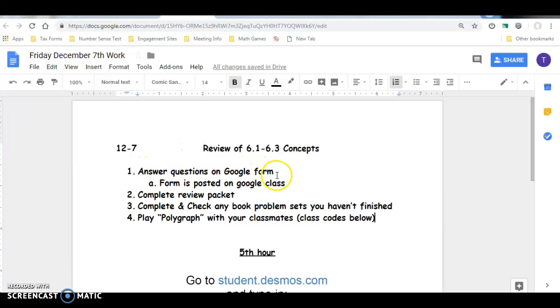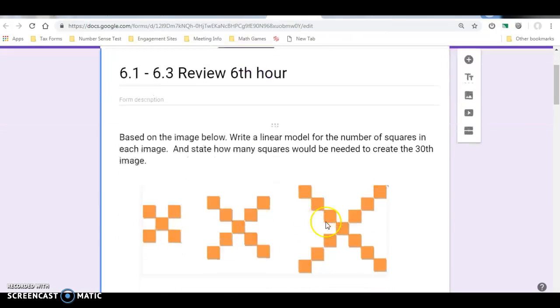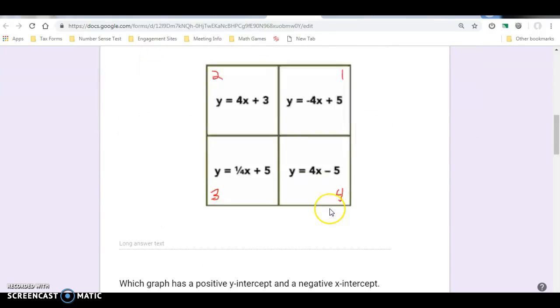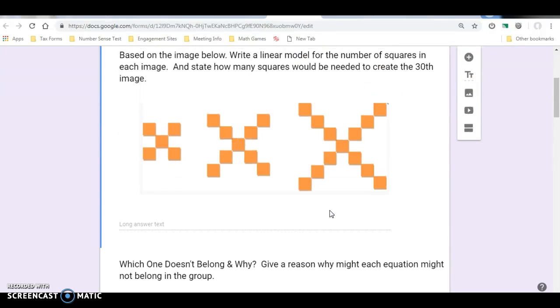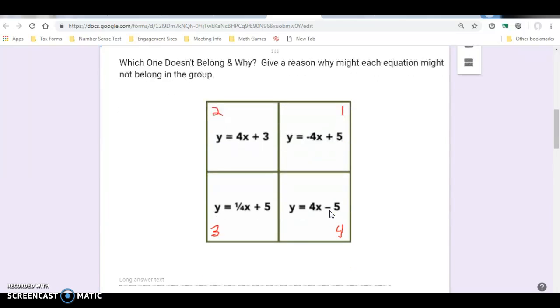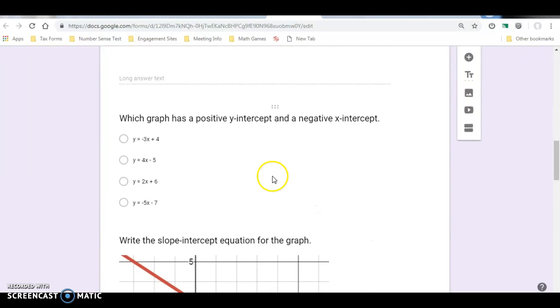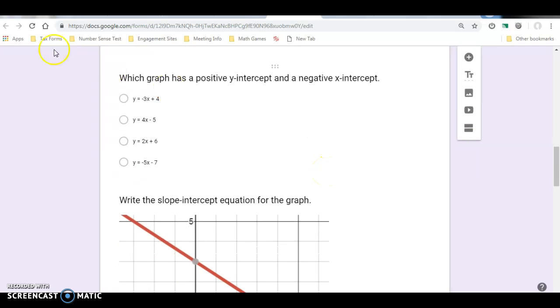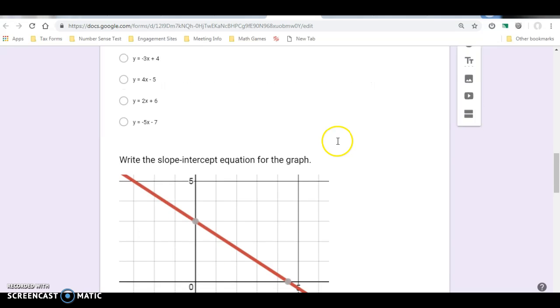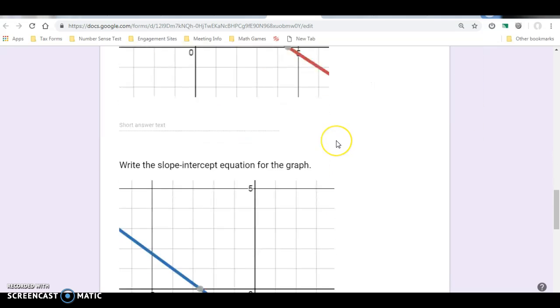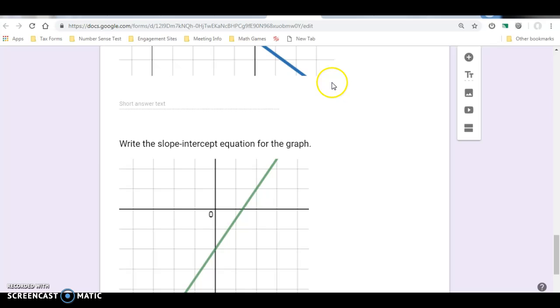Answer the questions on the Google form, and the Google form looks like this. It is posted in the Google class, so you'll have one linear pattern that you need to answer questions on, and which one doesn't belong. Multiple choice on which graph, really equation, I guess, but has a positive y-intercept, negative x-intercept, and then write the equations for these three graphs. Pretty self-explanatory.